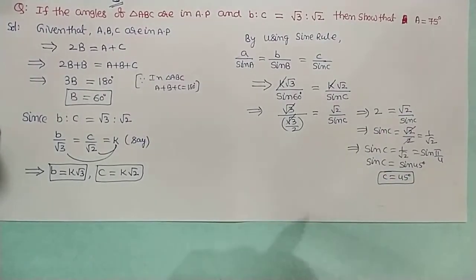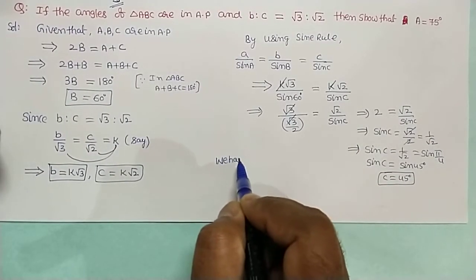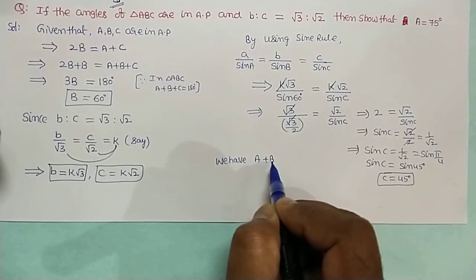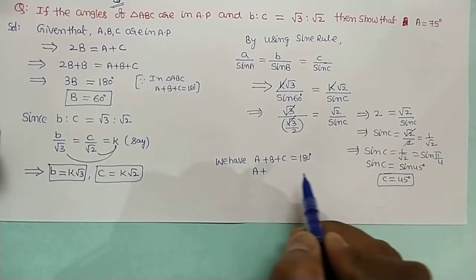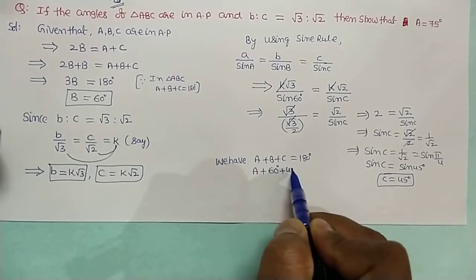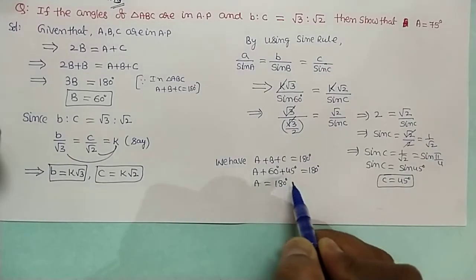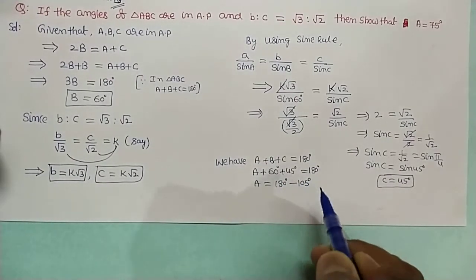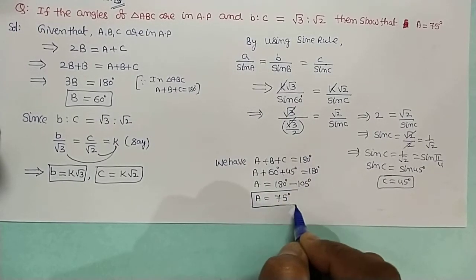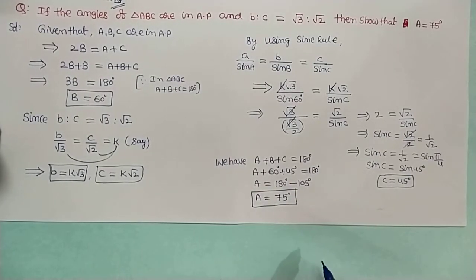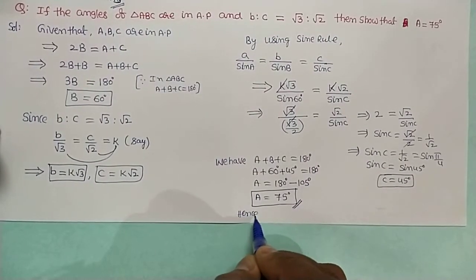They are asking to calculate the A value, no? The B value we got, the C value we got. We know that A plus B plus C is equal to 180. So the A value we require, and B value is 60 and C value is 45, equal to 180. So A is equal to 180 minus 105. So A equals 75 degrees. They are asking to prove A is equal to 75. Hence proved.